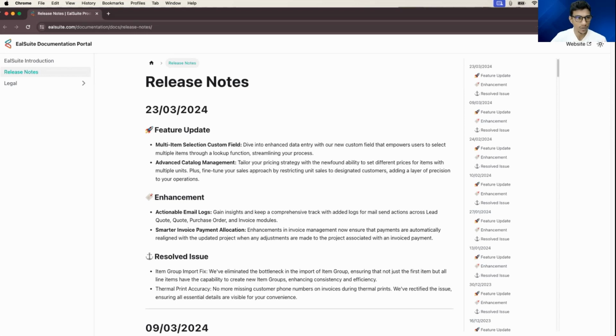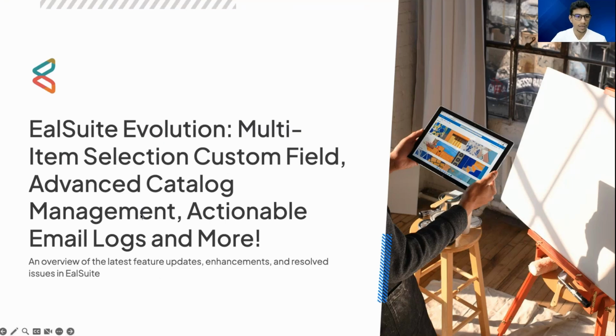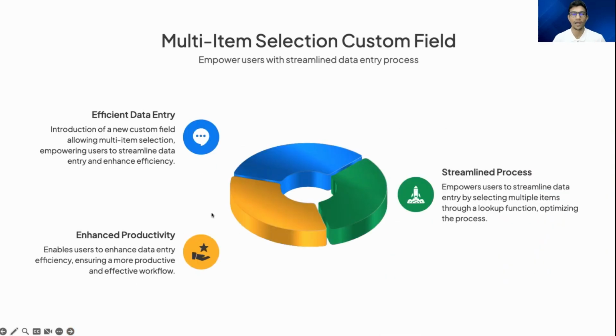All right. So yes, EalSuite Evolution. Our first update, multi-item selection custom field. Empower your users with a streamlined data entry process. So you can improve your efficiency when it comes to data entry. You can improve and enhance your productivity and streamline your entire process. So let's take a use case and we'll create it like that.